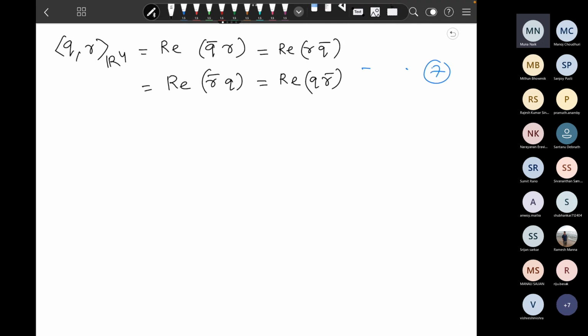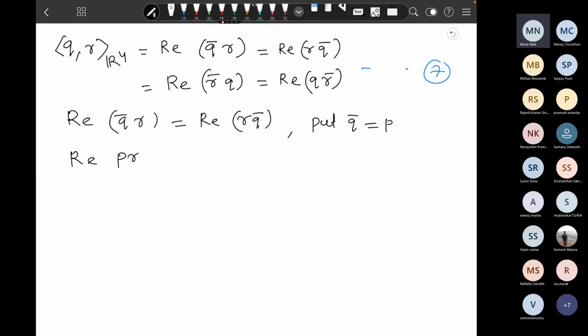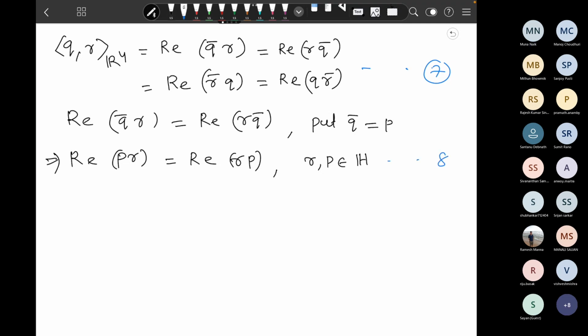Okay, look at the first line of 7. I get that the real part of Q bar R is equal to the real part of R Q bar. Now put Q bar equal to P. So I will get that the real part of PR is equal to the real part of RP for all R, P belonging to H, and I call this property 8. Now the next property is very important. Claim: the norm of QR is equal to the norm of Q times the norm of R. I call this 9.